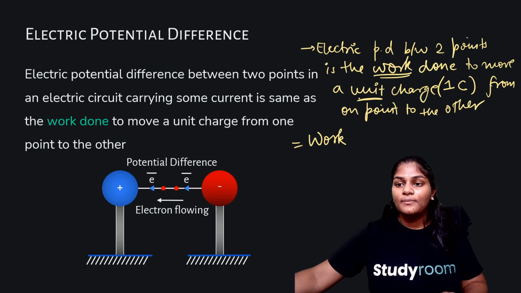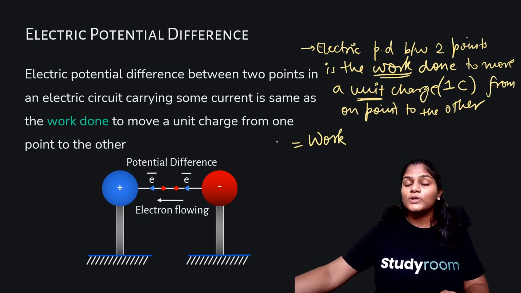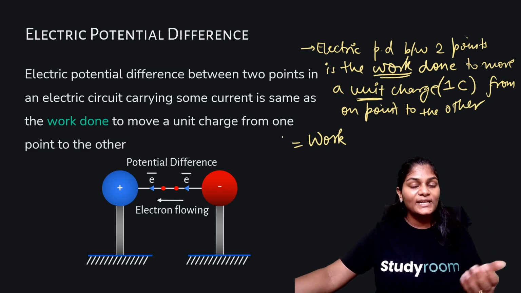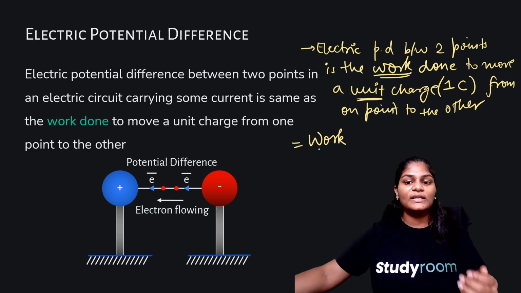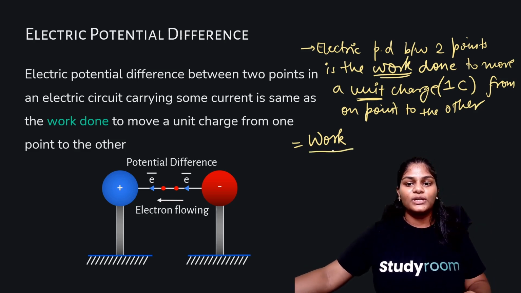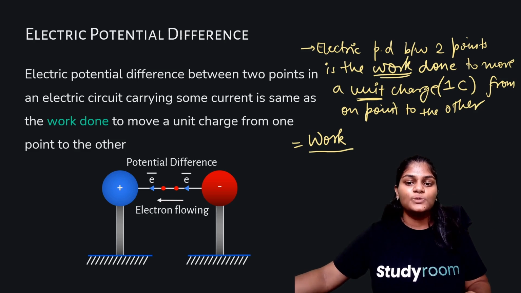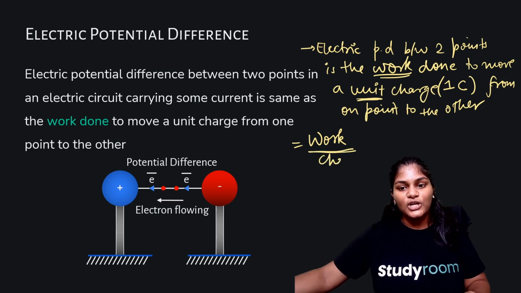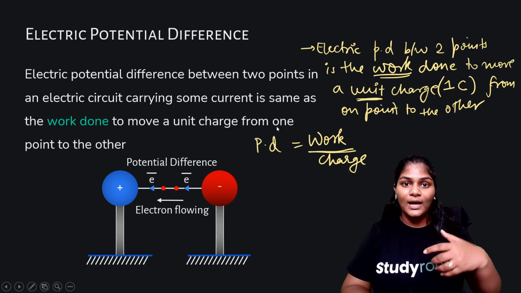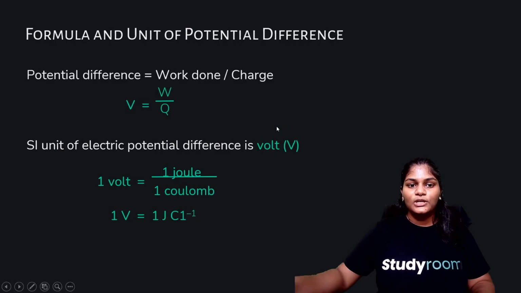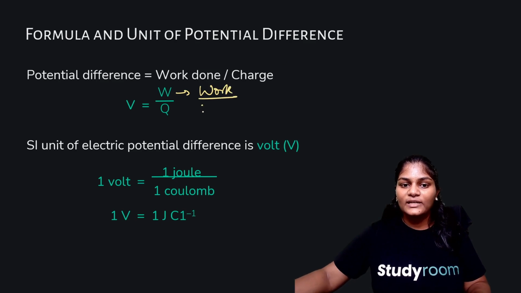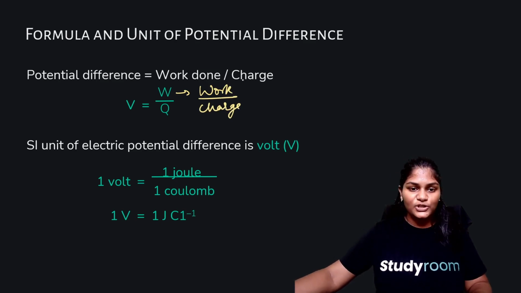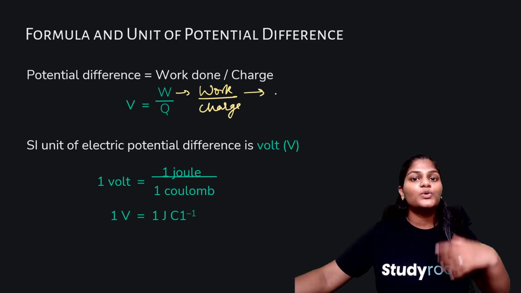Now, when we say to move 1 unit charge, we can also say work done per unit charge, right? And you remember I told you that when we say per unit charge, we represent it mathematically by dividing by whatever quantity we are saying. So work per unit charge means work divided by the charge. This is the formula of potential difference. Now we're going to see how the formula is written. So the formula and unit of potential difference. I just told you that work divided by charge is our potential difference, and we know that the symbol we use for work is W.